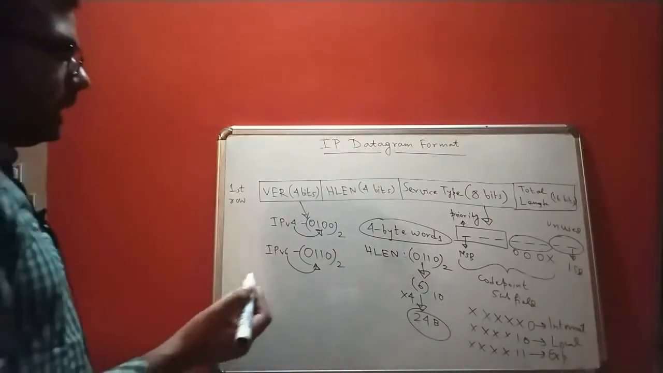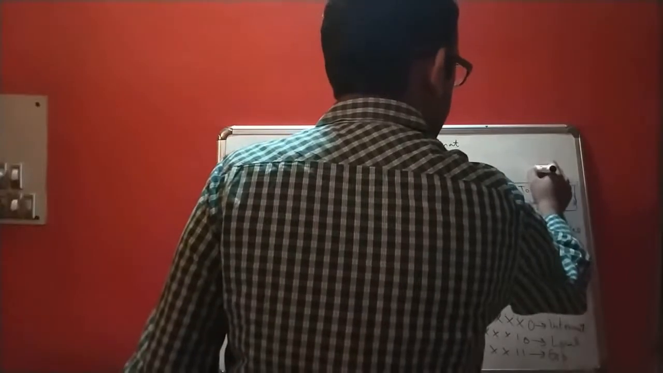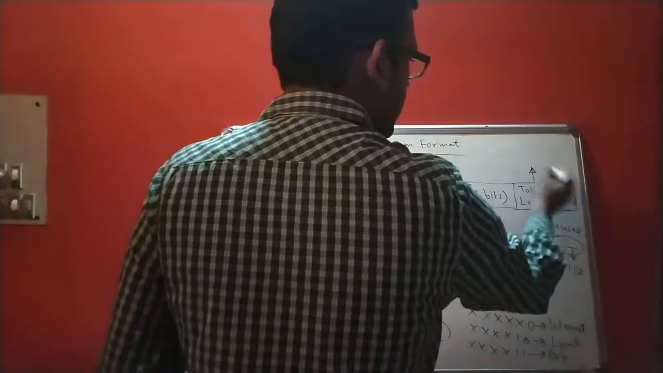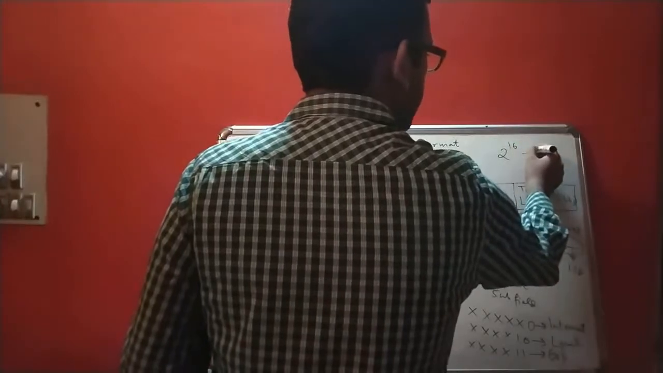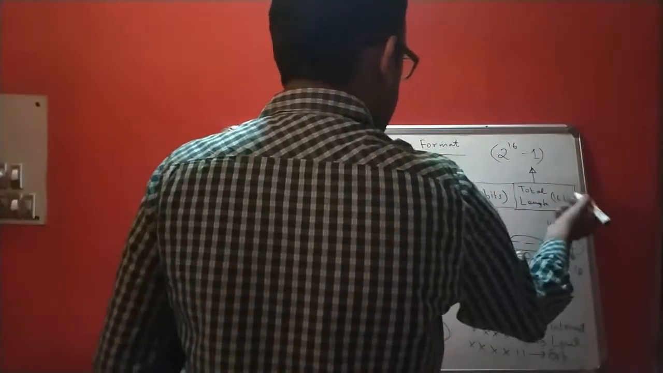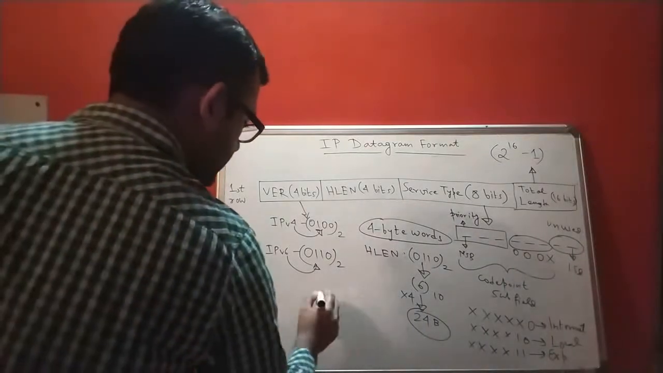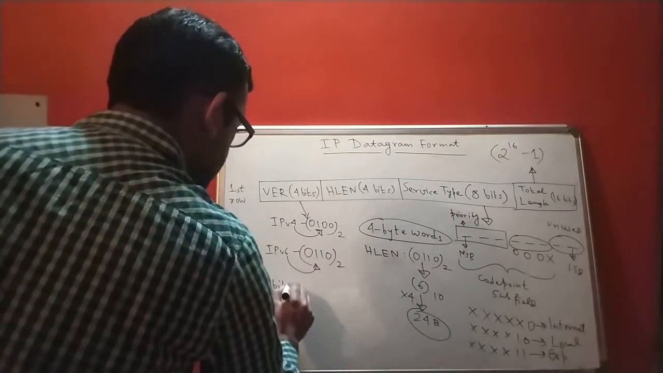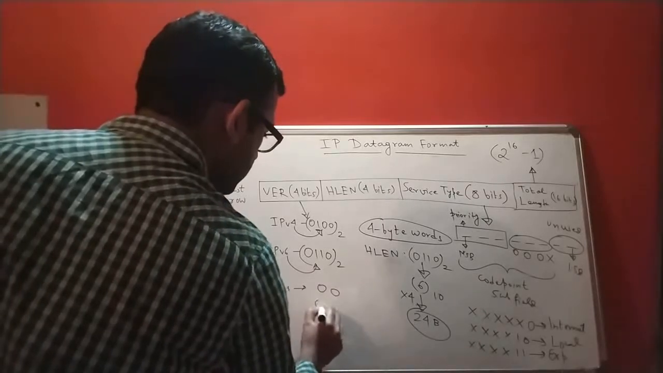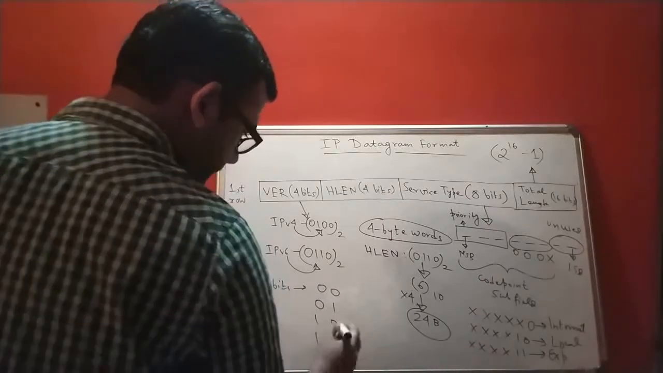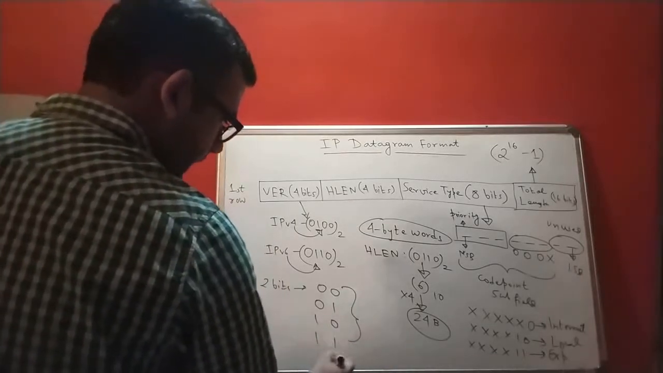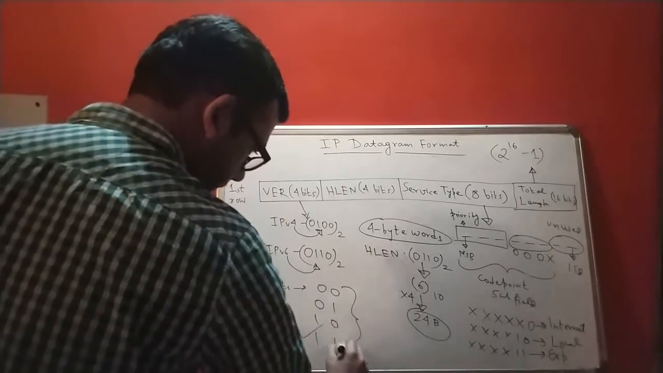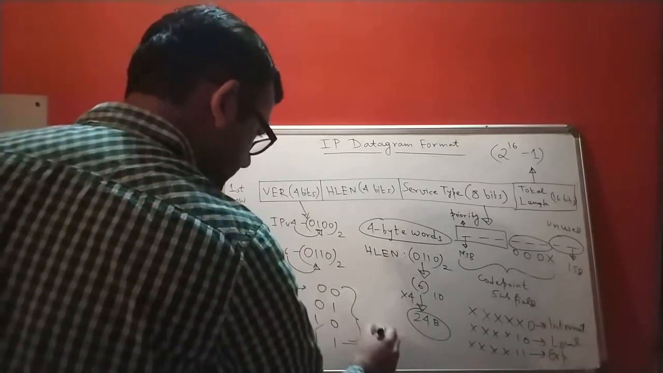Okay, and what about the last field? The total length field defines the total length of the datagram. So what can be the total length? Since it is 16 bits, the total length will be 2 to the power 16 minus 1, for obvious reasons. Because if I have 2 bits, what are my possible combinations? 0 0, 0 1, 1 0, 1 1. In these 4 combinations, which is the value that is the largest? This one, right? This is 3. And how can you represent 3?